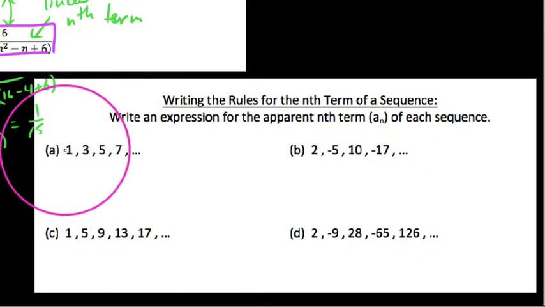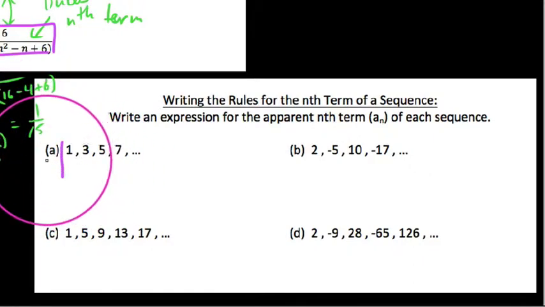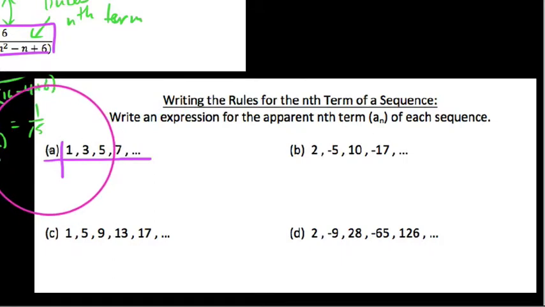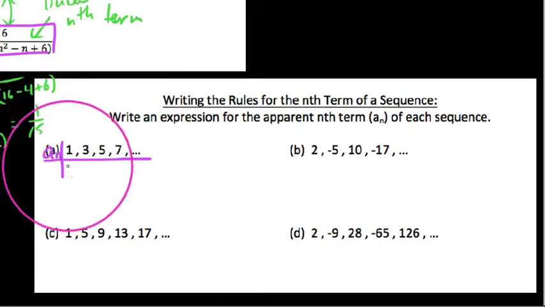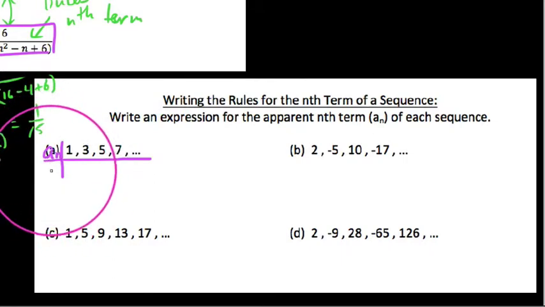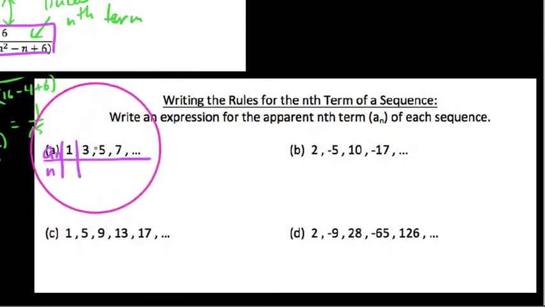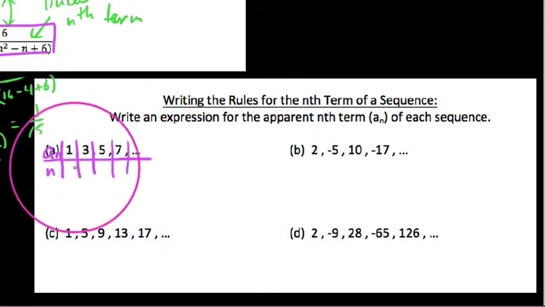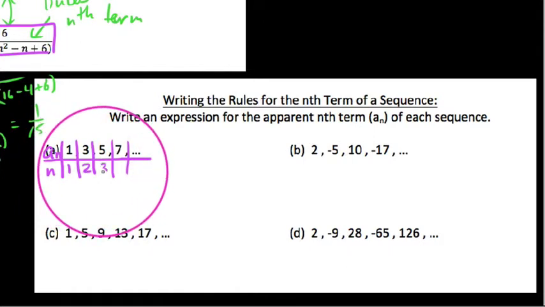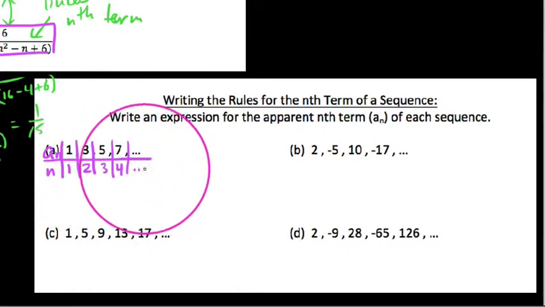So what we're going to do is modify this, and I'm going to suggest that we make a table. Up here I'm going to call it a sub n. These are our output values, or y values, and we'll call this n. We're going to split this up into a table instead, and I'm going to write n as 1, 2, 3, 4, and so on.